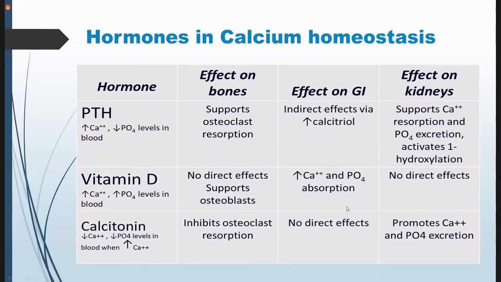On the other hand, in the GI, the intestines, it basically helps in calcium and phosphate absorption. On the kidney, it does not have any direct effect. However, its main activation takes place in the kidney under the effect of PTH.